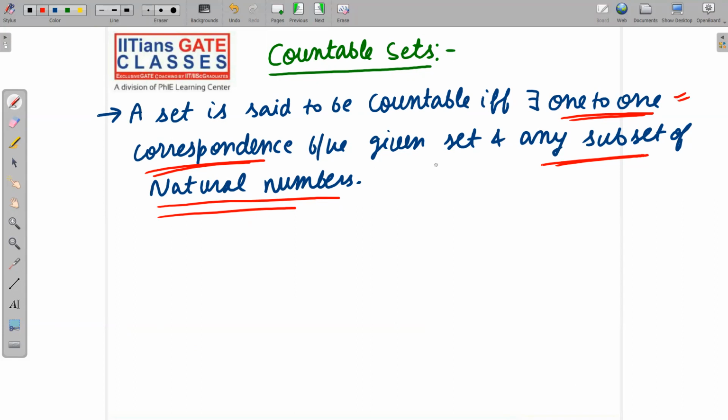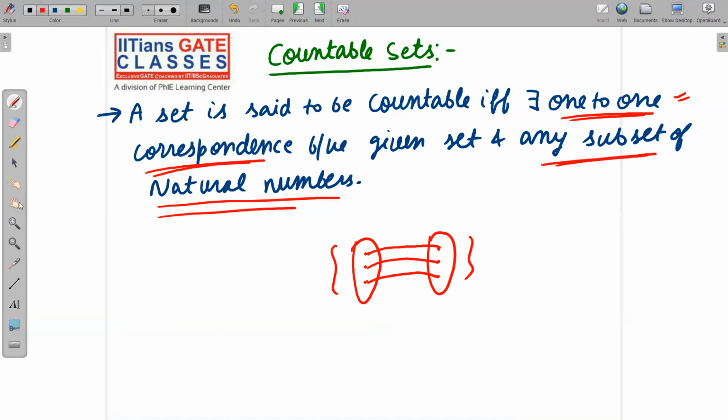So there must exist one-to-one correspondence. Roughly, you already know what exactly is one-to-one correspondence. Okay, so let me say it here for you. One-to-one correspondence means what? Each and every element of one set is mapped to exactly one element of the next set, and directly or indirectly, one-to-one correspondence means the cardinality of both these sets must be the same. Only then can we establish one-to-one correspondence, otherwise we won't be able to. A set is said to be countable if and only if there is one-to-one correspondence between the given set and any subset of natural numbers.